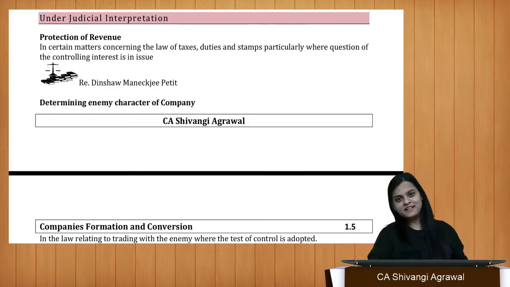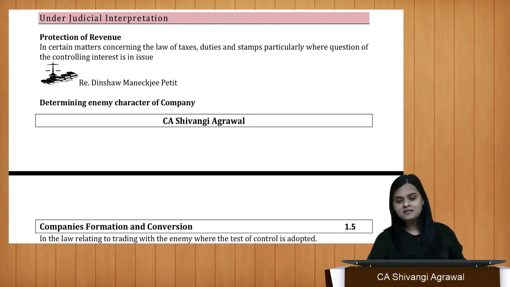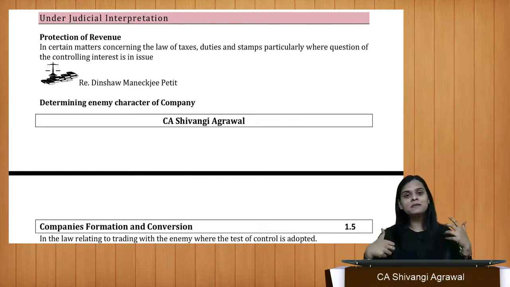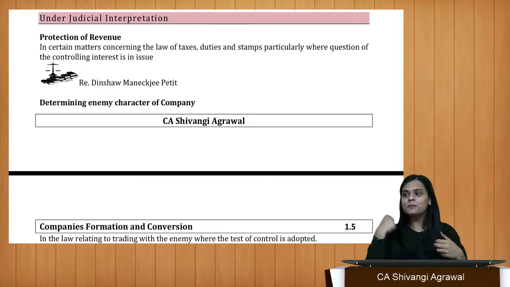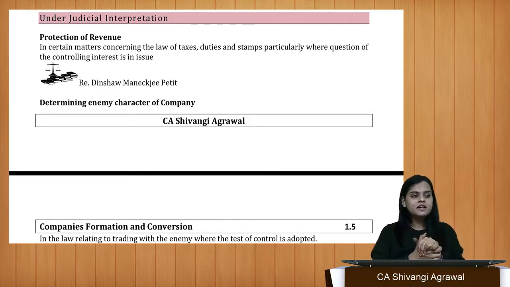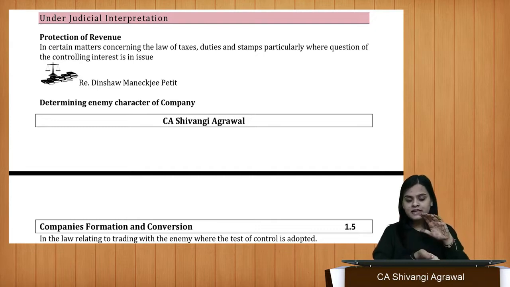protection of revenue. What is it? To protect the revenue, means revenue of government. What is the revenue of government? Taxes. Government gets revenue from collecting taxes. State government from state taxes, central government from central taxes, right? So to protect this tax, government may lift the corporate veil.